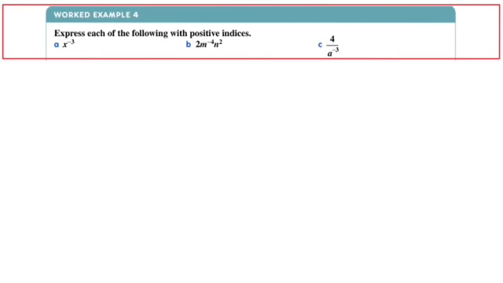Express each of the following with positive indices. Alright, x to the minus 3, we know that that is 1 over x to the plus 3, and that's with a positive index. So we put a box around that and we're very happy.